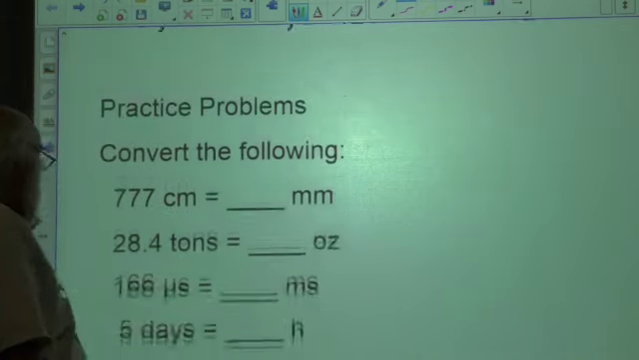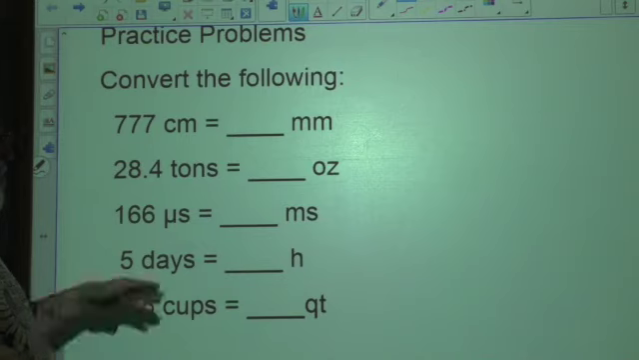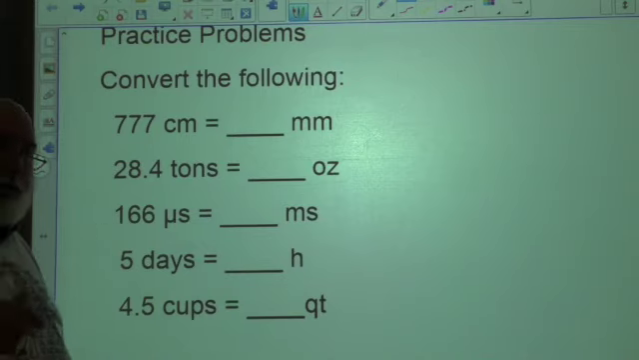Your practice problems are those 5 problems right there. Have fun.